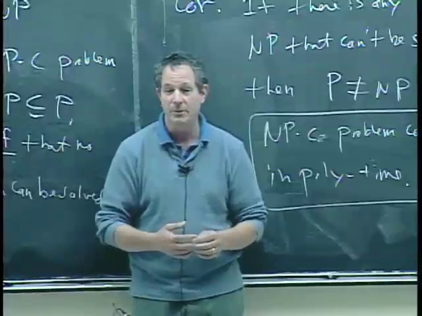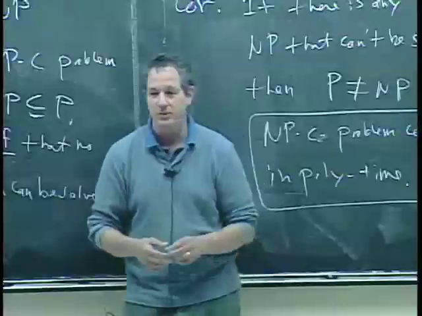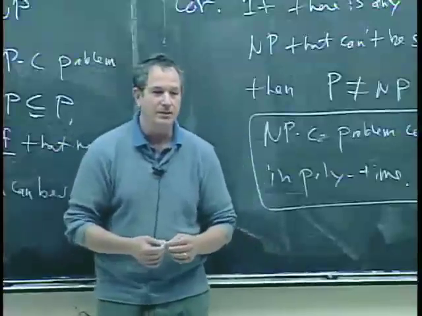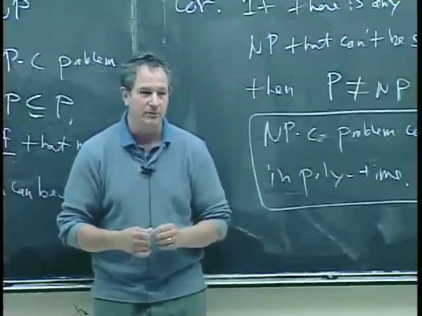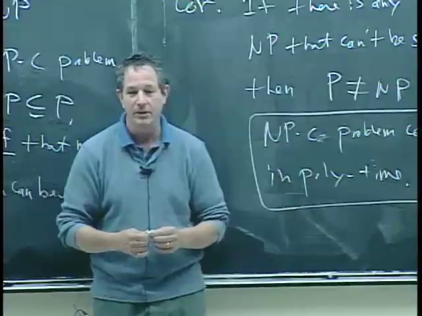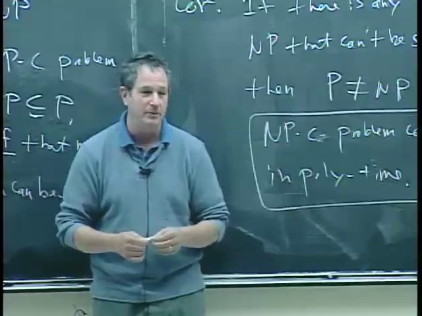Because most of the people who are professional computer scientists are not putting much effort into trying to prove that P is equal to NP. If anybody's trying at all, they're trying to prove that P is not equal to NP.